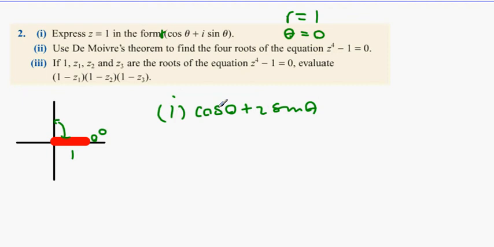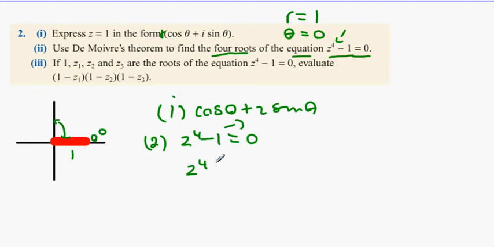Part 2 wants me to use De Moivre's theorem to solve the 4 roots of the equation Z to the 4 minus 1 equals 0. Z to the 4 means 4 answers. So part 2 has Z to the 4 minus 1 equals 0. We bring over the 1, so we get Z to the 4 equals 1. Now, we change 1 into cos 0 plus i sin 0.